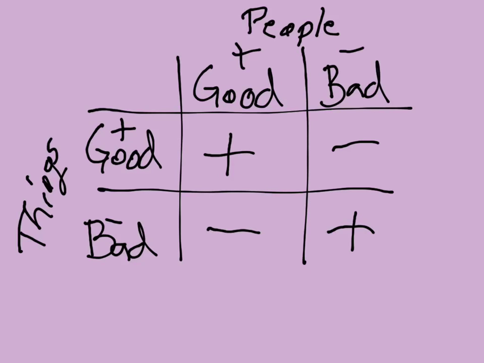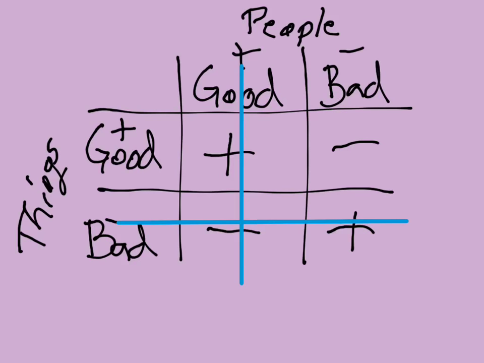So you can remember this. Good thing, good person, bad thing, bad person. Those are both positives. So a positive times a positive is a positive. And so you just look, for example, if a good thing happens to a bad person, so a positive times a negative gives us a negative. So that's one way. It's good things, bad things, good people, bad people.